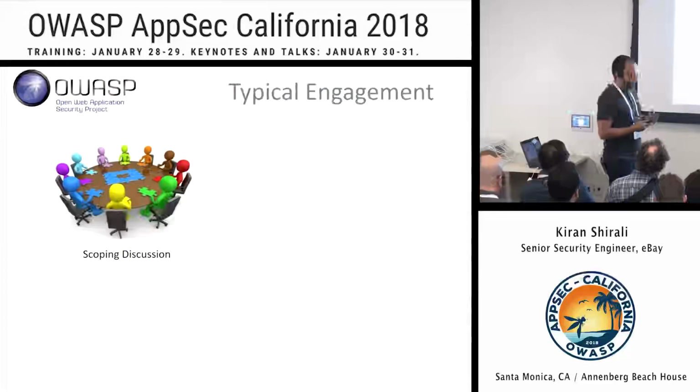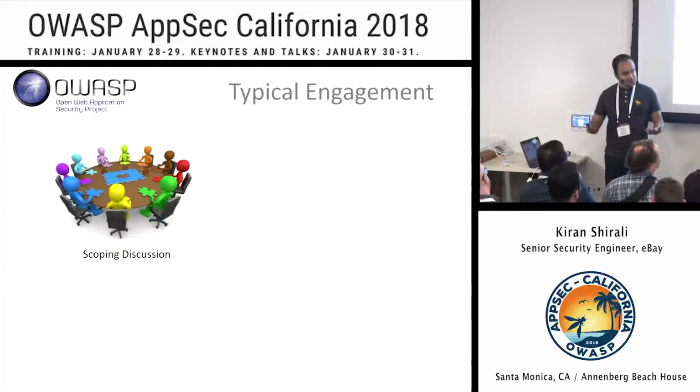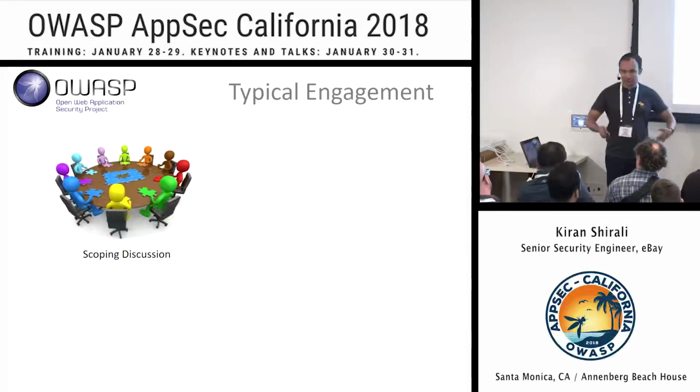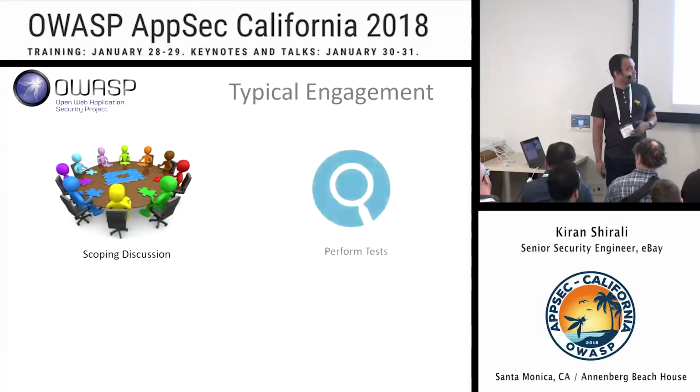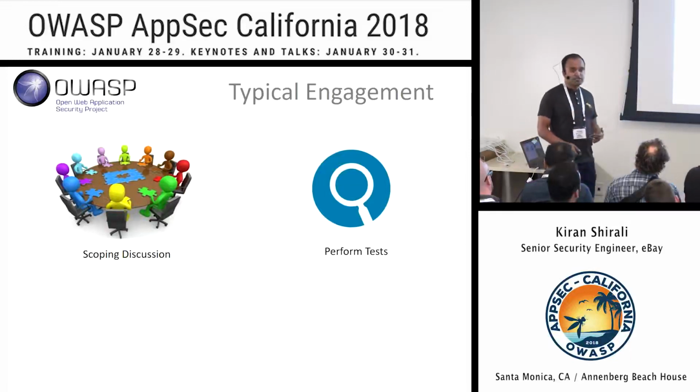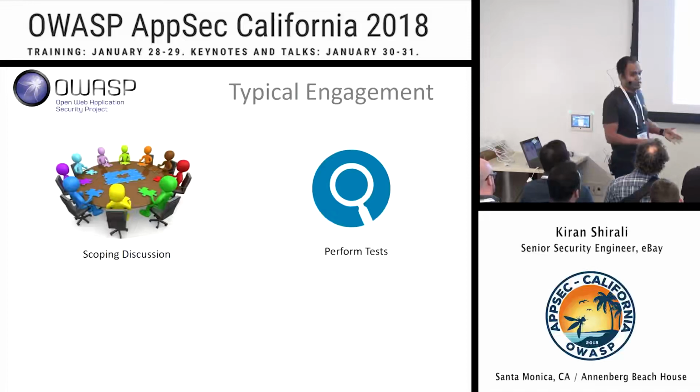When they do come in, we have an initial scoping call. The scoping call asks them, what is the system about? Give our pen testers, who have no idea about your system, a walkthrough of the design and all. Then the actual tests are performed. You go through your use cases, you see the logic around it, you perform your tests.